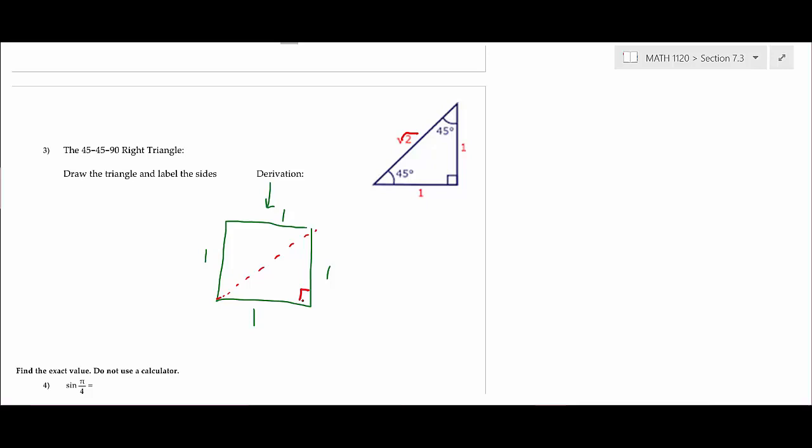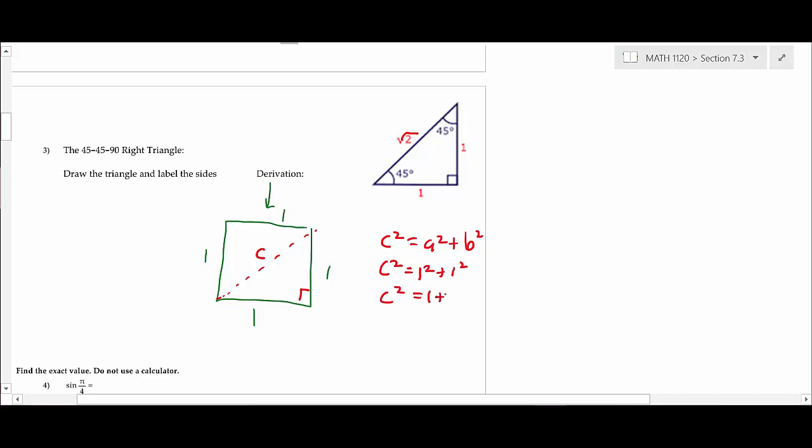And then how would you find that? That's the hypotenuse. So you would just go c squared equals 1 squared plus 1 squared. That's where you would get the square root of 2. So I'm going to finish that up. I'll call that c. Then we'd have c squared is a squared plus b squared. So that's c squared equals 1 squared plus 1 squared. So c squared is equal to 1 plus 1, or 2. And then that's where the square root of 2 comes from. Okay, so that's the idea.